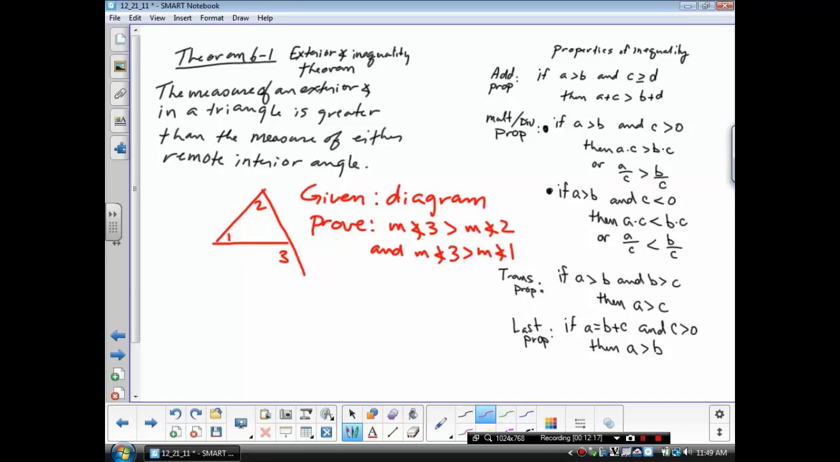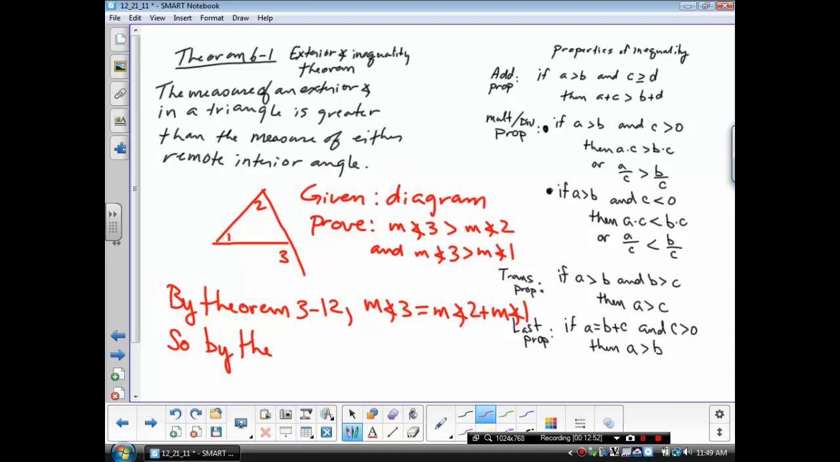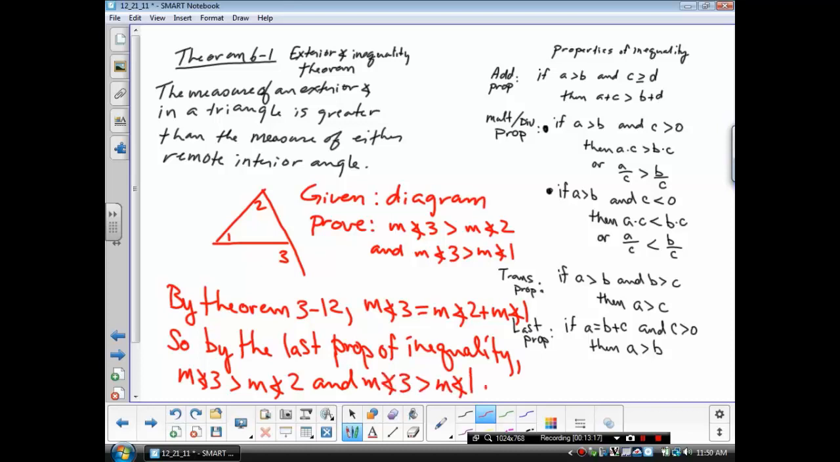By Theorem 312, which is your exterior angle theorem, since the measure of angle 3 is the sum of those two angles, then we know the angle 3 has to be larger than either one of them by the last property of inequality. End of proof.